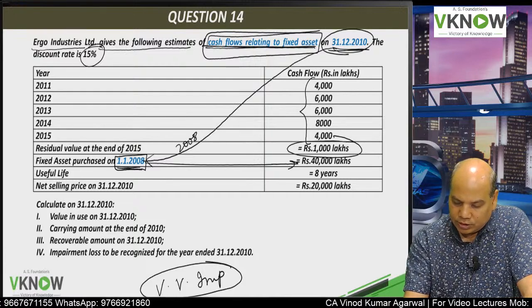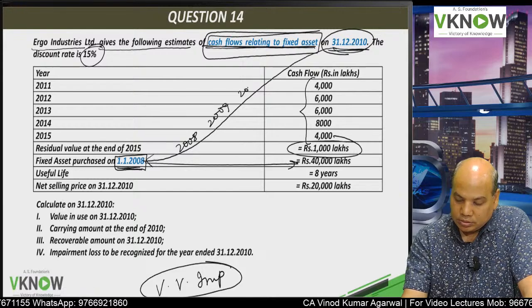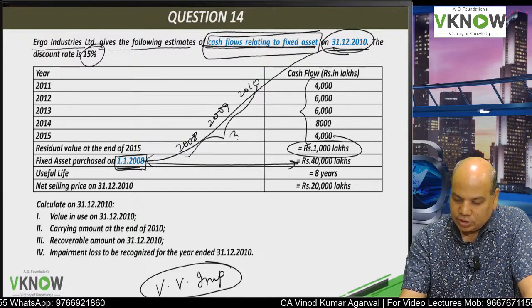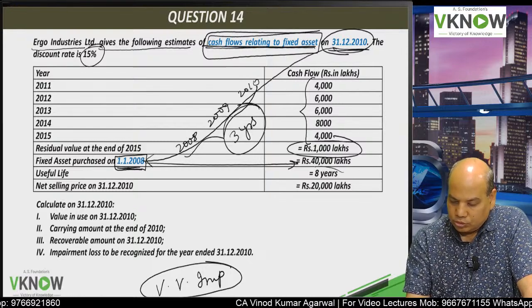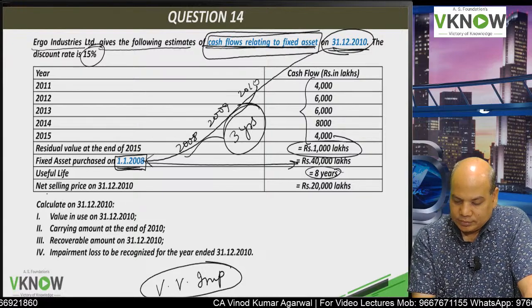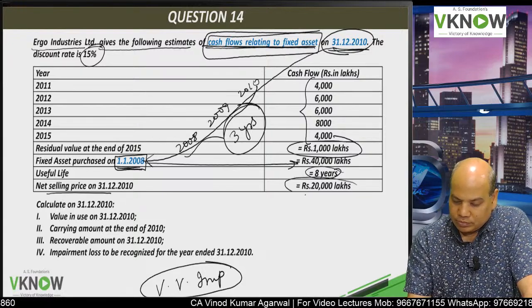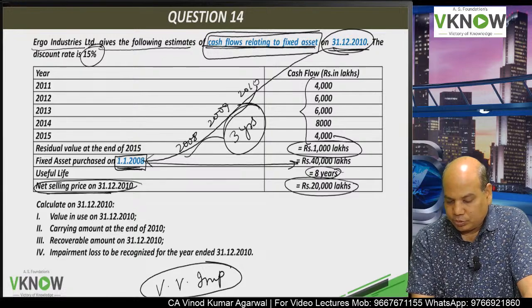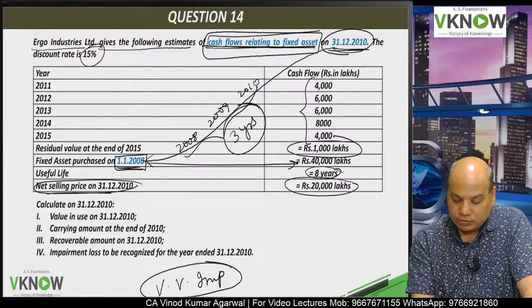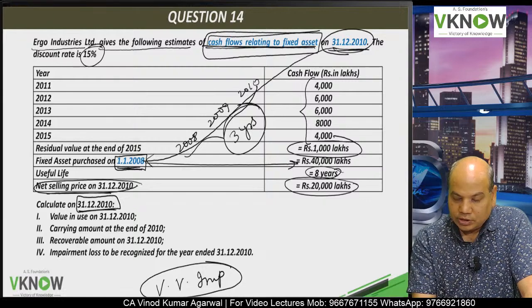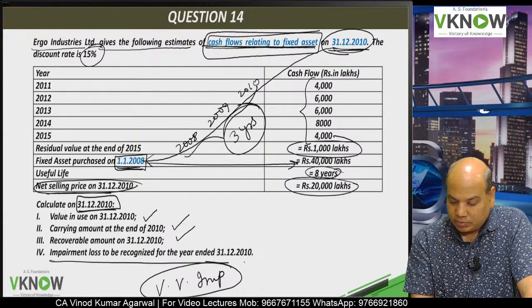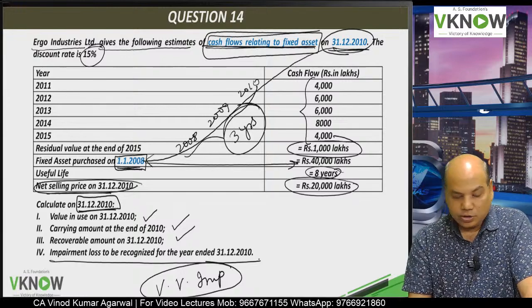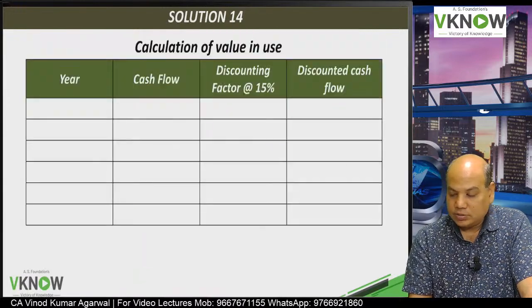So 2008, 9, 10. 3 years are over. Useful life is 8 years. Net selling price is 20,000 lakh. Same question we are practicing one more time. So you have to calculate on this date 31/12/10 value in use, carrying amount, recoverable amount and impairment loss. So very basic question. Let us solve it fast.